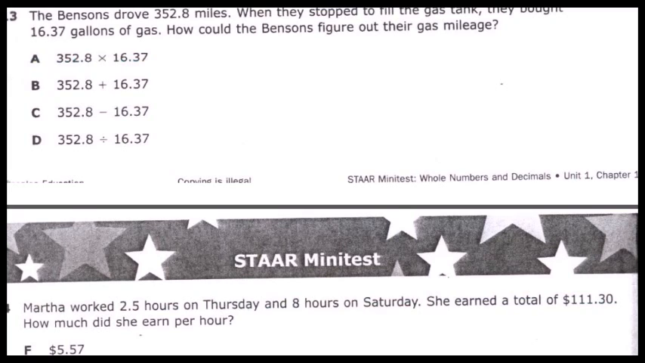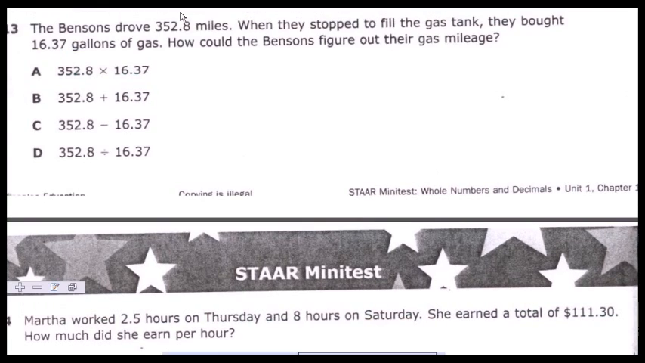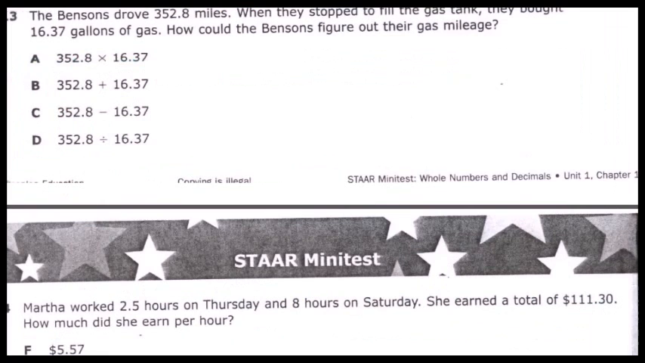And gas mileage is given to us as miles per 1 gallon. How many miles can you go in 1 gallon of gas? So what you need to do is divide the number of miles by the number of gallons. Okay, so that would be answer choice D. And they didn't ask us to solve it, they just asked us which one would be better. How could they figure it out? So they can figure it out by dividing.